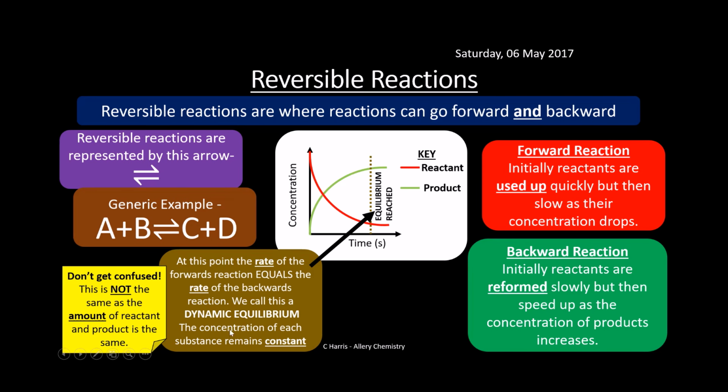Really important, this is concentration. Don't get this confused with the amount of reactant and product. This is not the same. The amount of reactant and product, as you can see, is different: the red line's down here and the green line's up there. But what we're saying is that the concentrations of the substances will remain constant when equilibrium has been reached. That's really, really important. Don't get these two confused.